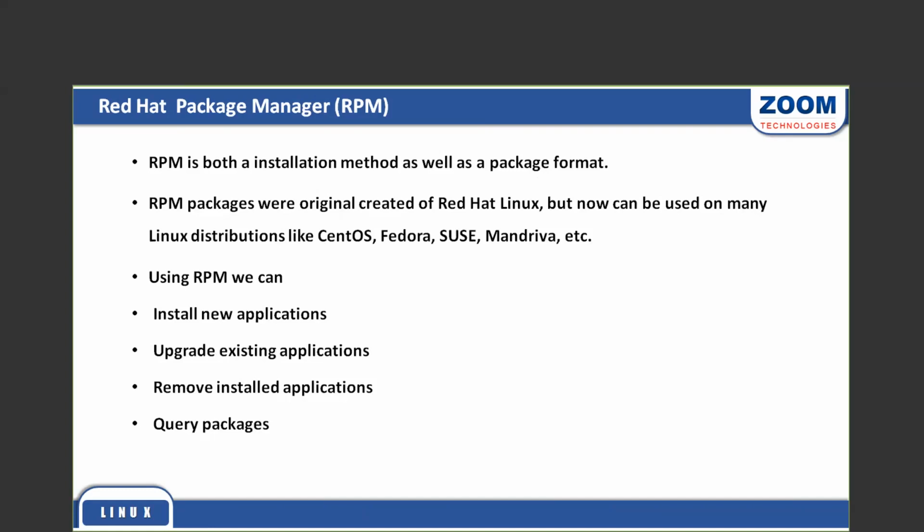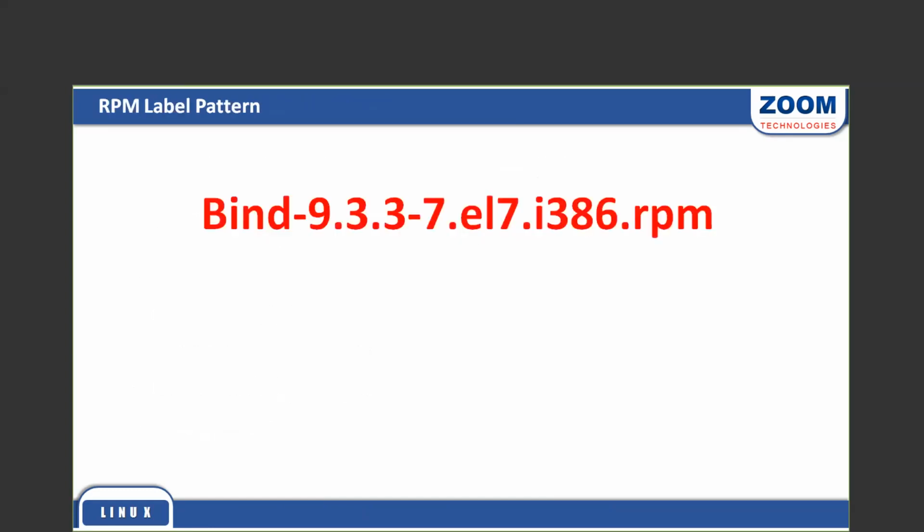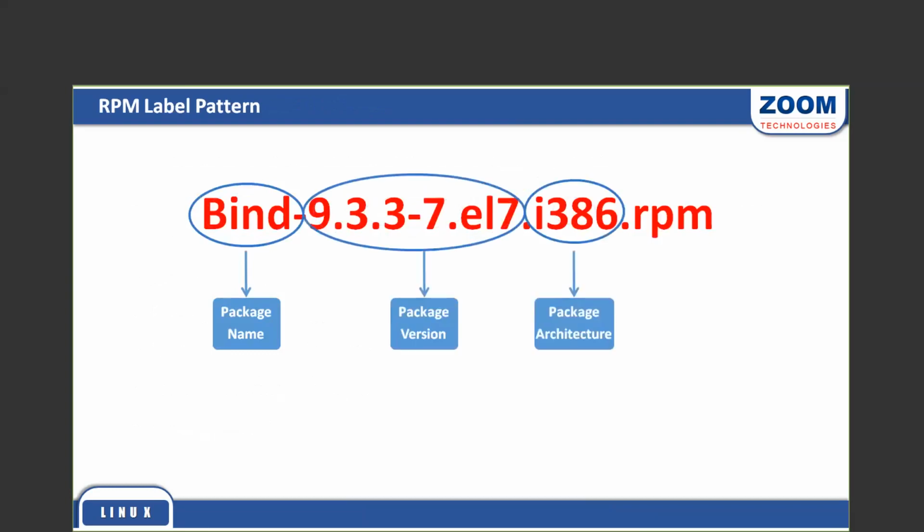So using RPM, we can do four things, the mainly important four things. We can install the new application, we can upgrade, we can remove, and we can check. Next, all the applications in Red Hat will be in this pattern or format. First will be the application name, next is version, next is what? Architecture. So here i386 means it's 32-bit.